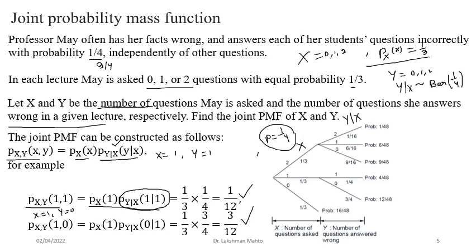That's why y is also taking values. Suppose x equal to 2, so y is highly dependent on x. If x is equal to 2, then it is also possible that both answers would be wrong. Then what would be the value of y? If both answers are wrong, what would be the value of y? Anyone?